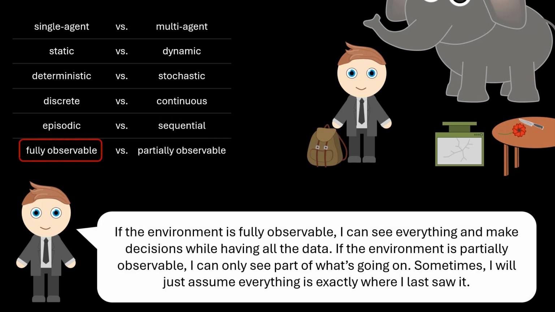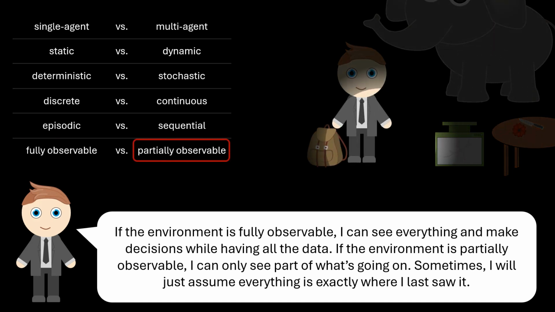If the environment is fully observable, I can see everything and make decisions while having all the data. If the environment is partially observable, I can only see part of what's going on. Sometimes I will just assume everything is exactly where I last saw it.